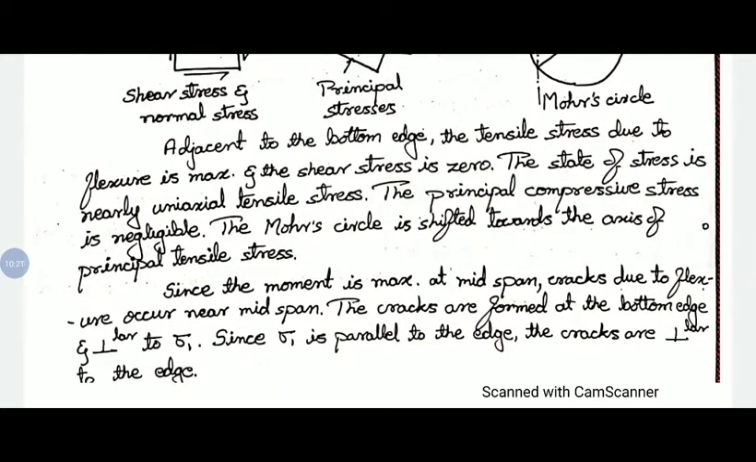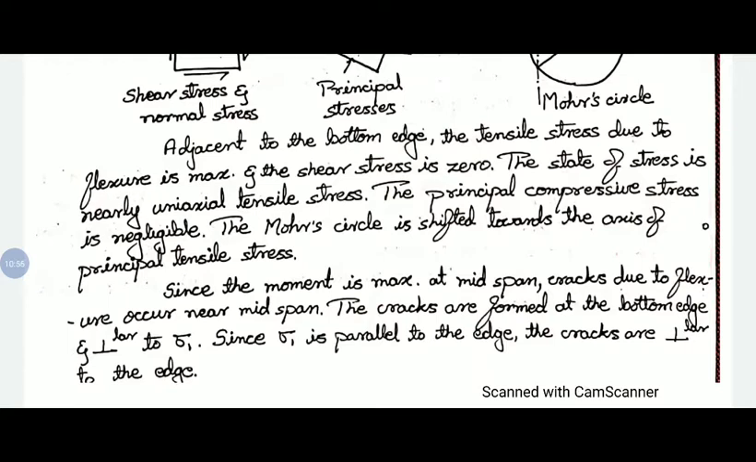So adjacent to the bottom edge, the tensile stress due to flexure is maximum. When bending occurs, the bottom stresses will be under tension. So in that case, the shear stress is 0. When there is maximum flexural tensile stress, shear stresses will be 0. The state of stress is nearly uniaxial tensile stress, that is, stresses are acting along the axis. The principal compressive stresses are negligible. There are no compressive stresses. So sigma 2 is almost 0 where sigma 1 is maximum.